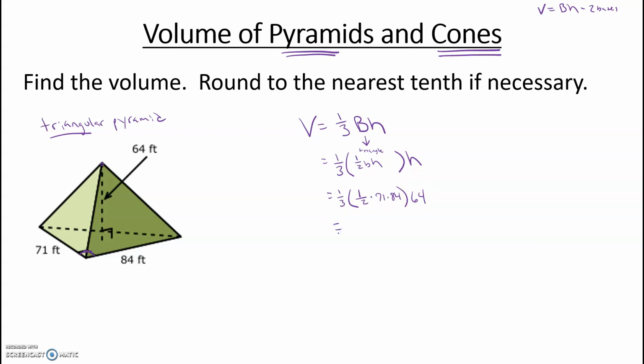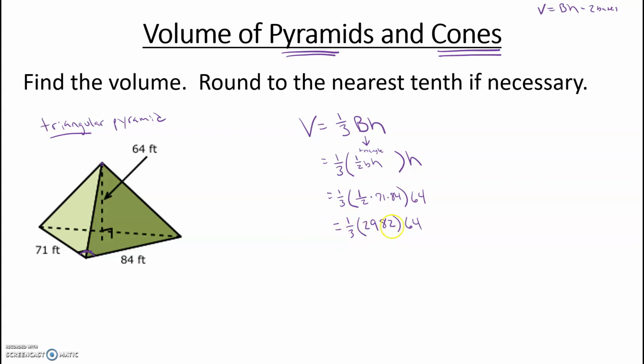And then we do some multiplying. So I'm going to work from the inside first. So I've got 71 times 84 and half of that. So we've got 1/3, 2,982 times 64. Oops, that's a 3. I'm going to erase that. Sorry about that. 1/3.